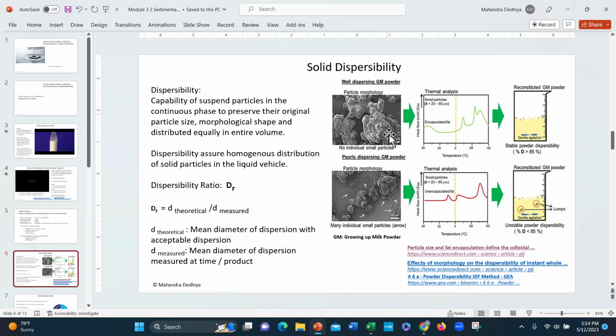In the next portion of the slide, we look at milk powder, called growing up milk powder. There are two products. This is flocculated, no individual particle. In this case, there are many individual particles shown by the arrows. Significant number of particles are individual. Thermal analysis will be different. It will show unencapsulated fat, and that's what this peak is showing.